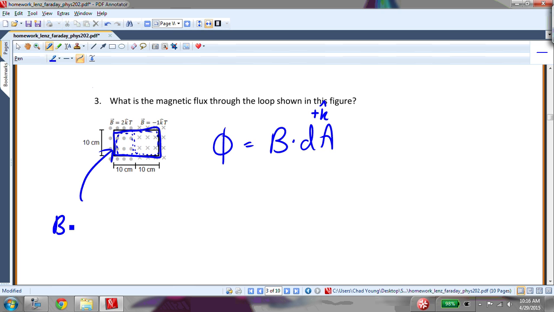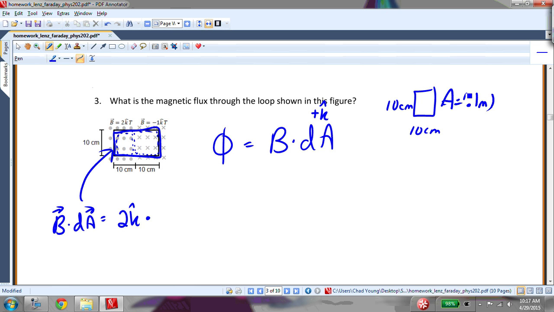I have B dot dA, which is equal to 2k, that's my magnetic field, dotted with the area. And if I have a 10 centimeter by 10 centimeter square, which is what I have, that has an area equal to 0.1 meters squared, and that squared is 0.01. So I have 2 times 0.01 square meters in the positive k direction. k dot k is equal to 1, so this is 0.02 Webers.